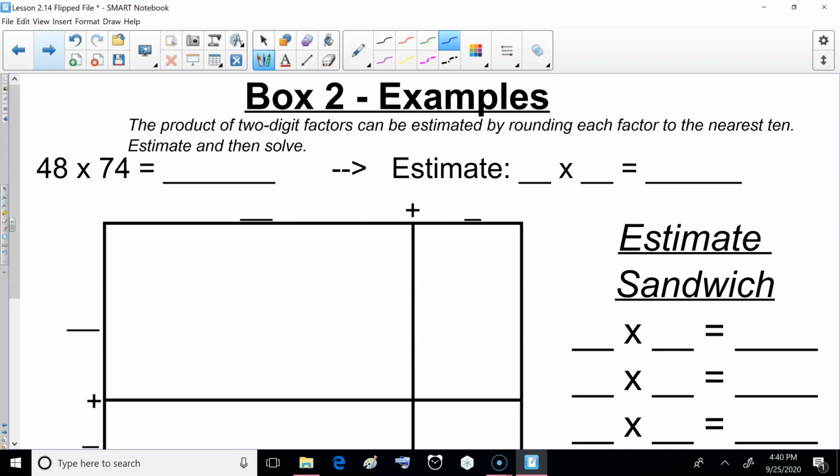Same thing as before, but you've got less to work with, so we do this on our own. What do we do? Where do we start? Well, we said we want to estimate first, and then we want to solve. So if we estimate first, we're going to start off with our problem. We're going to put our problem down here first. We got 48 times 74.